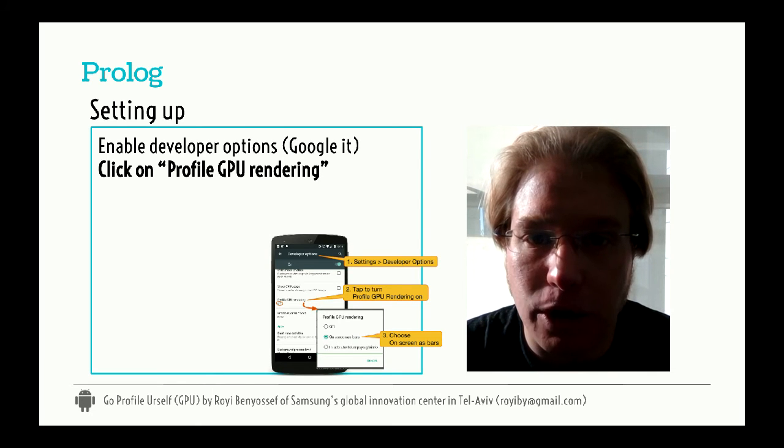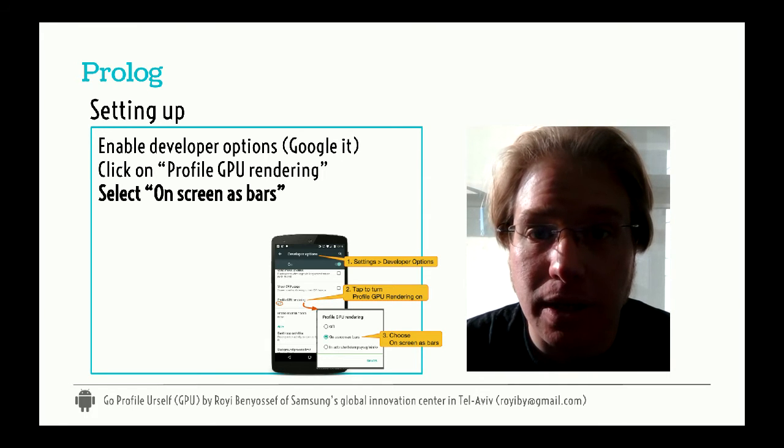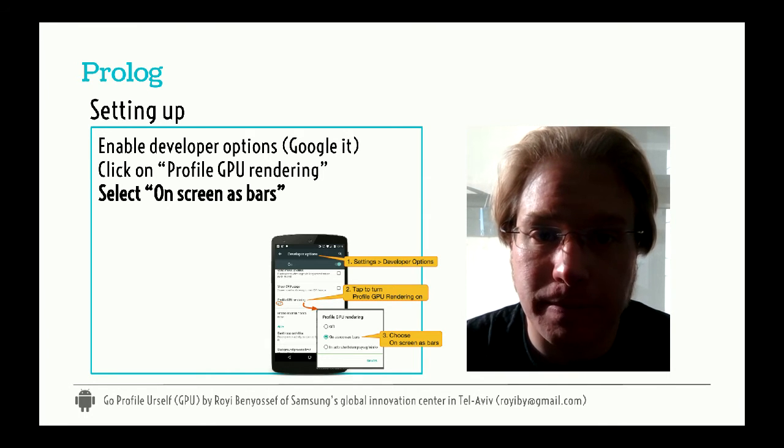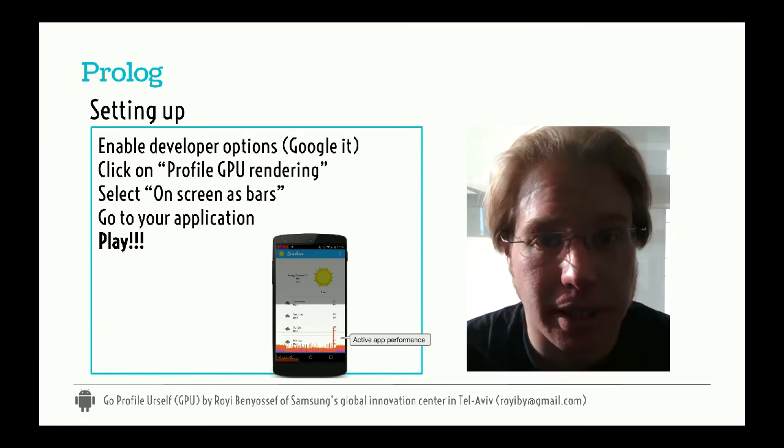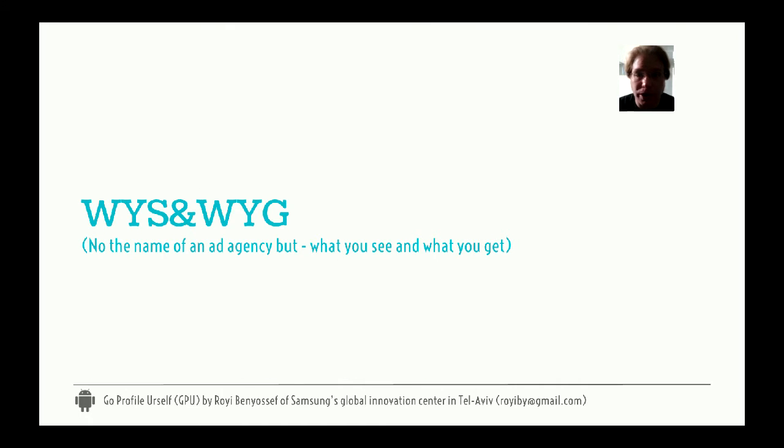After you get to the developer options menu, find the profile GPU rendering, click on it, and select the on-screen as bars option. And voila, you have colors on your screens. Now, go and open the app you want to test. And enjoy. Moving on to understanding what you're supposed to do with the colors on your screen.